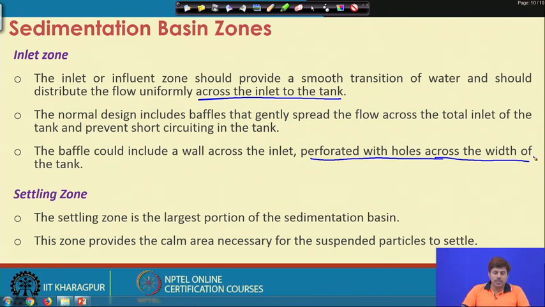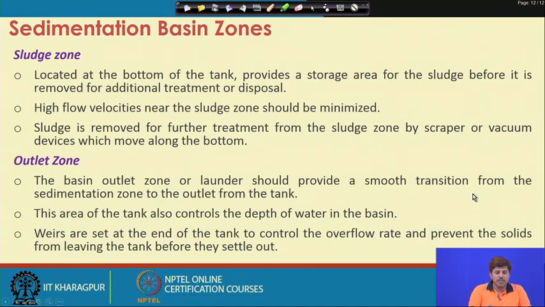The settling zone is where the particles settle in the sedimentation basin, and this zone typically provides the static or calm area necessary for particles to settle. So, these are the things that happen in the settling zone. Then, the sludge zone is typically located at the bottom of the tank. It provides a storage area for sludge before it is removed for additional treatment or for disposal.